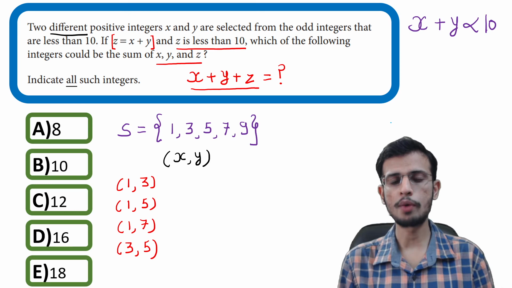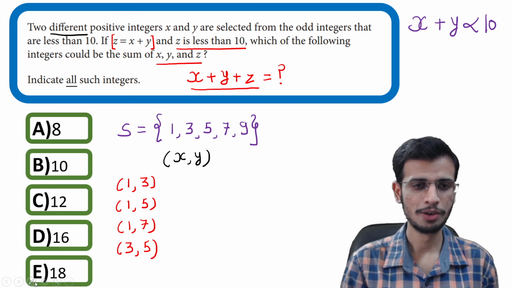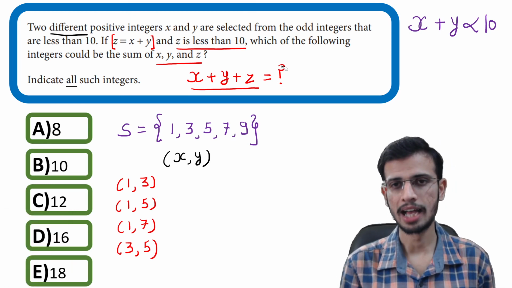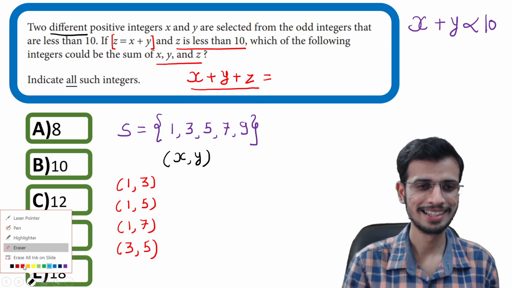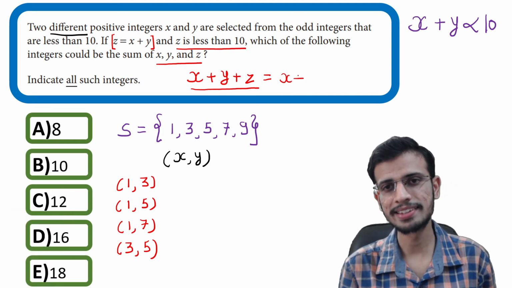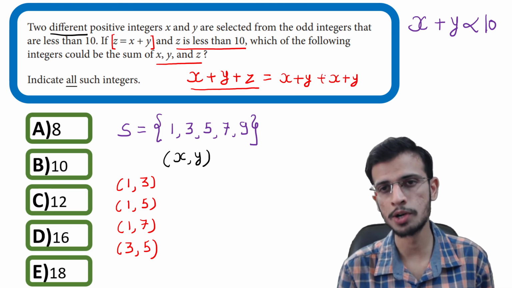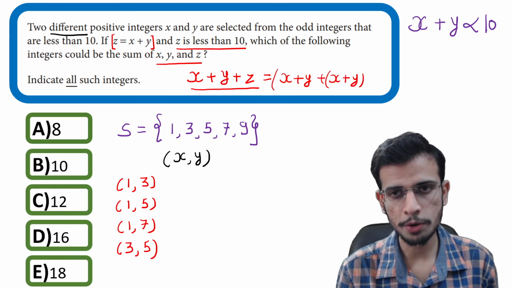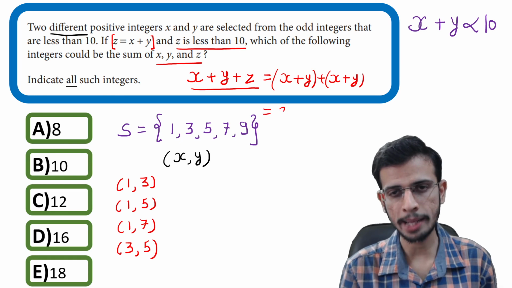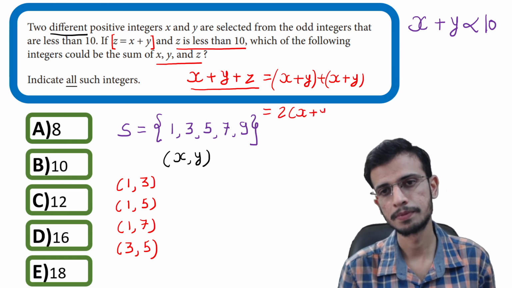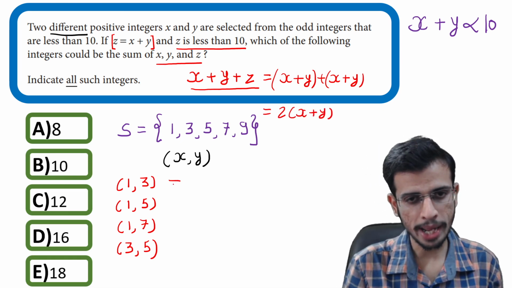So what will be the sum of x, y and z? What is z? You have to find this value. z is nothing but x plus y only. We can write z is equal to x plus y. So we have to ultimately find 2 times of x plus y. So what will be 2 times of x plus y?